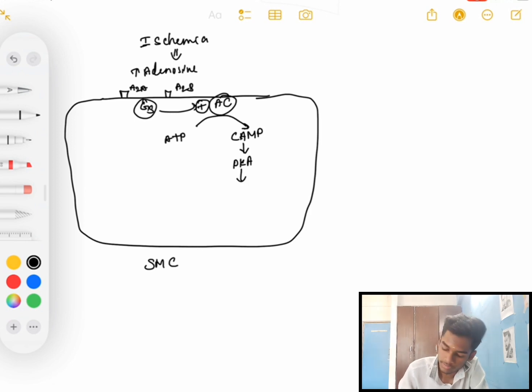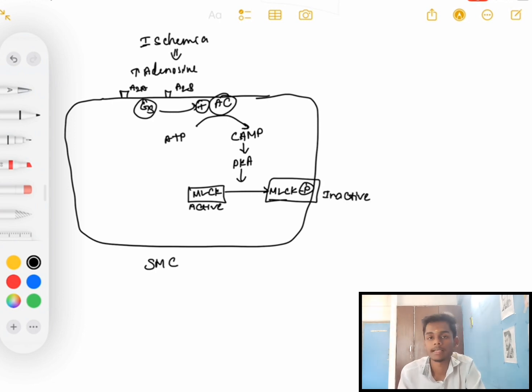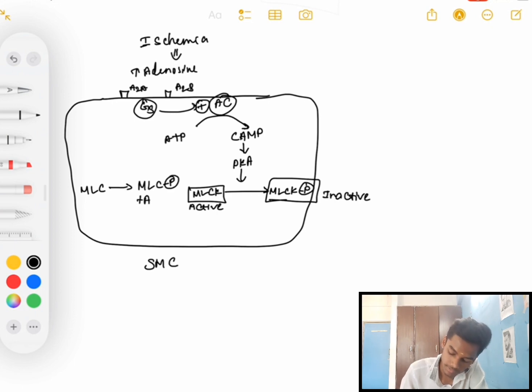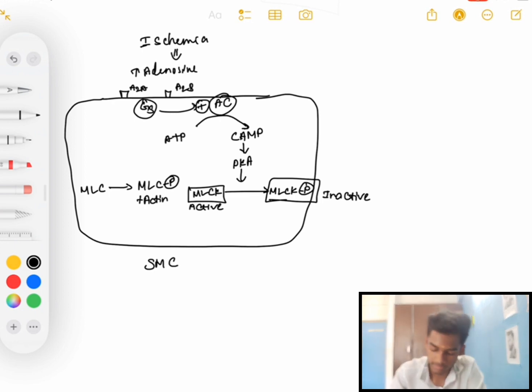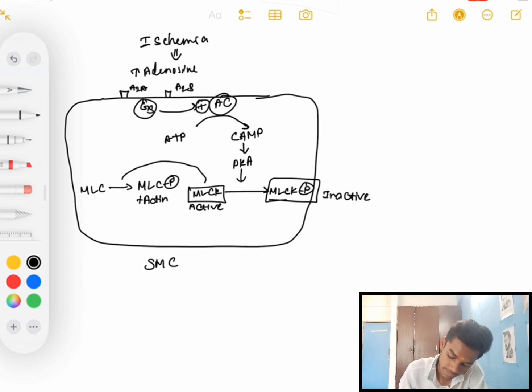What will this protein kinase A do? It will convert myosin light chain kinase into myosin light chain kinase phosphorylated form. This myosin light chain kinase is the active form. It has more affinity for calcium calmodulin complex, and this myosin light chain kinase in phosphorylated form is inactive. It has less affinity for calcium calmodulin complex. So the myosin light chain, which needs to be phosphorylated to become active, to act along with actin, will cause smooth muscle cell contraction. It is done by this myosin light chain kinase along with calcium calmodulin complex.